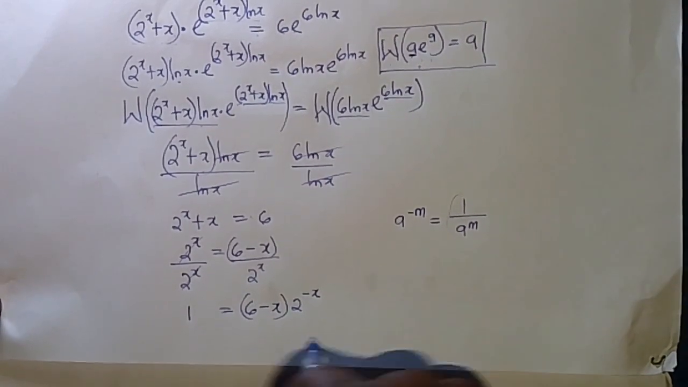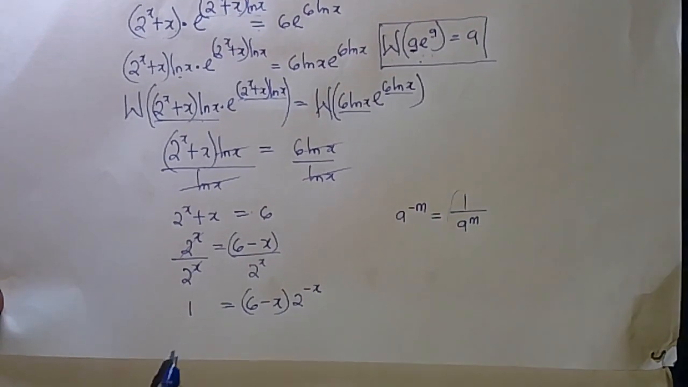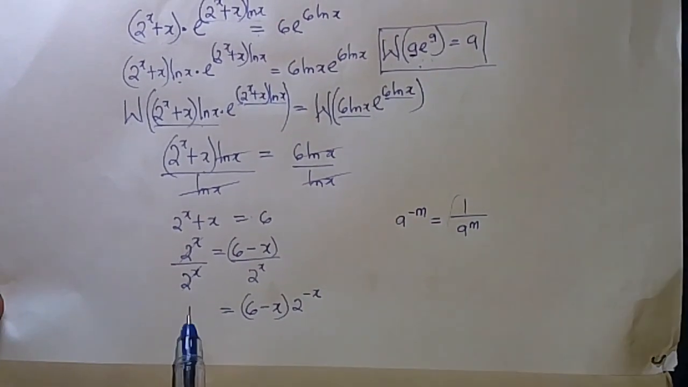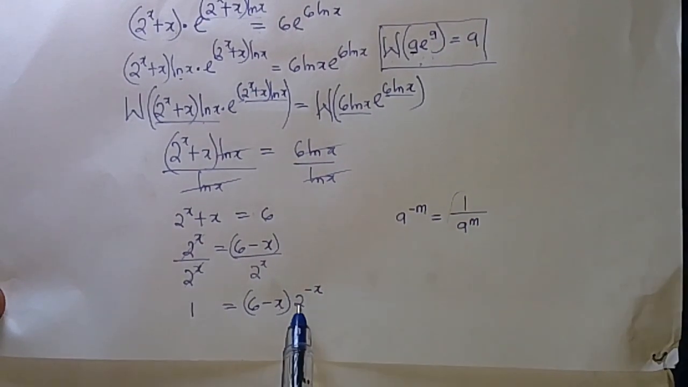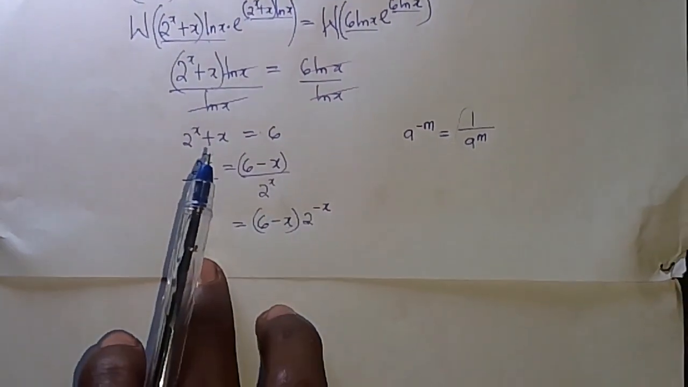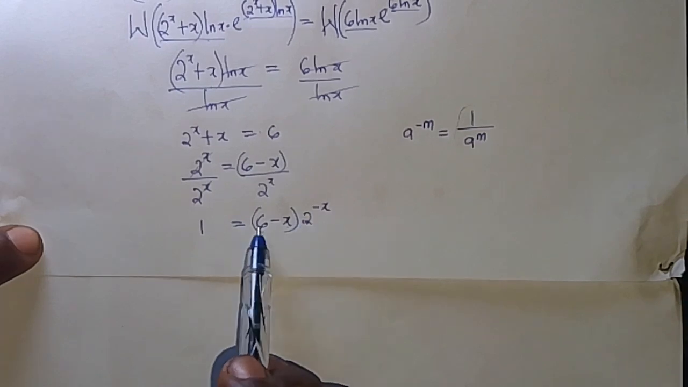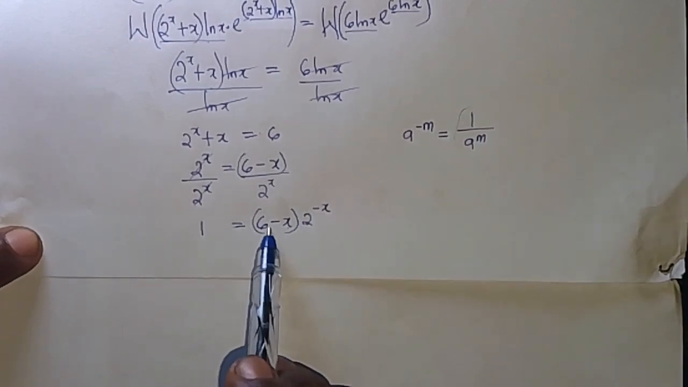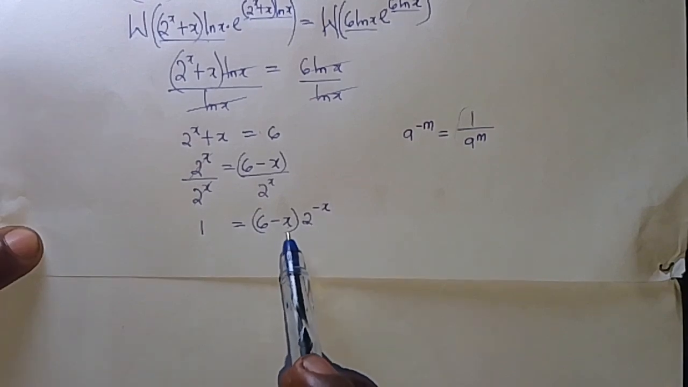We have just applied the law of negative index. So at this point, we are now having that 1 equals (6 minus x) multiplied by 2 to the power of minus x. But we want the exponent of 2 here to be the same thing as the whole of this, that is 6 minus x. So we have to multiply through by 2 to the power of 6.